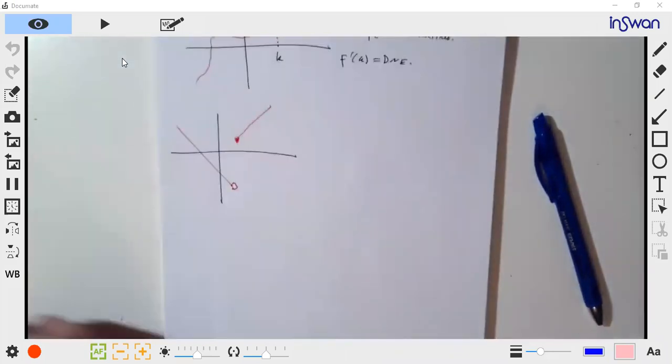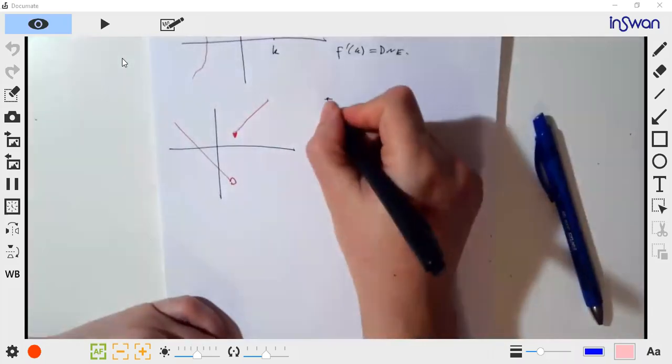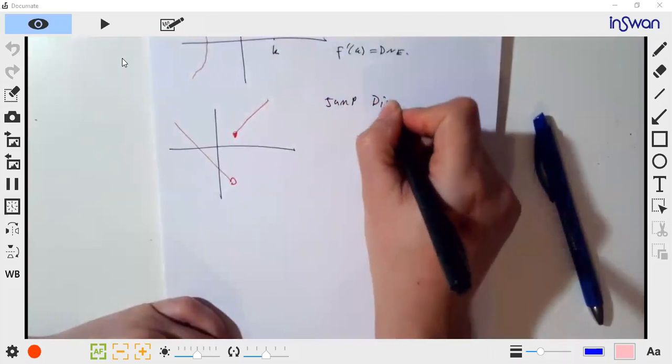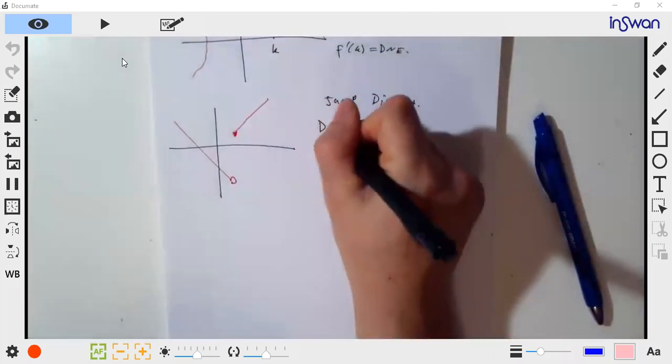Let's talk about this function in red. This function, is it continuous? It has a jump discontinuity. So it's not continuous. Is it differentiable?